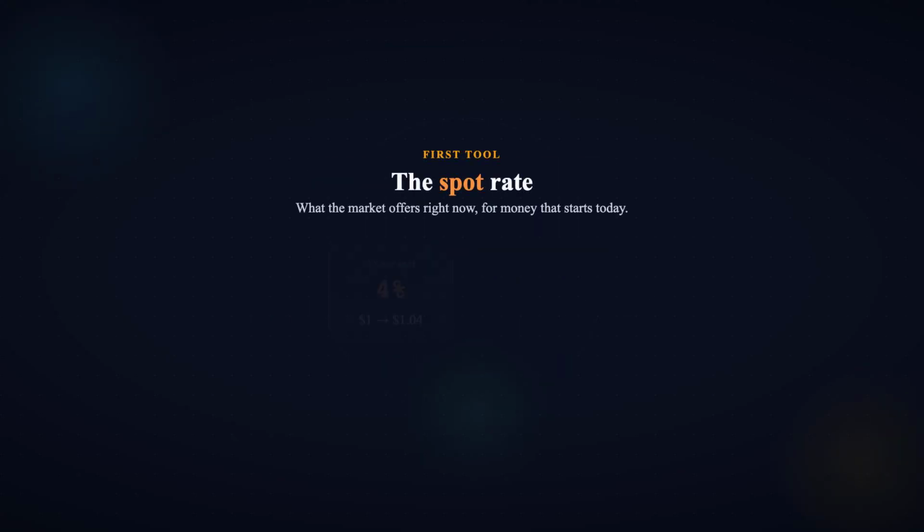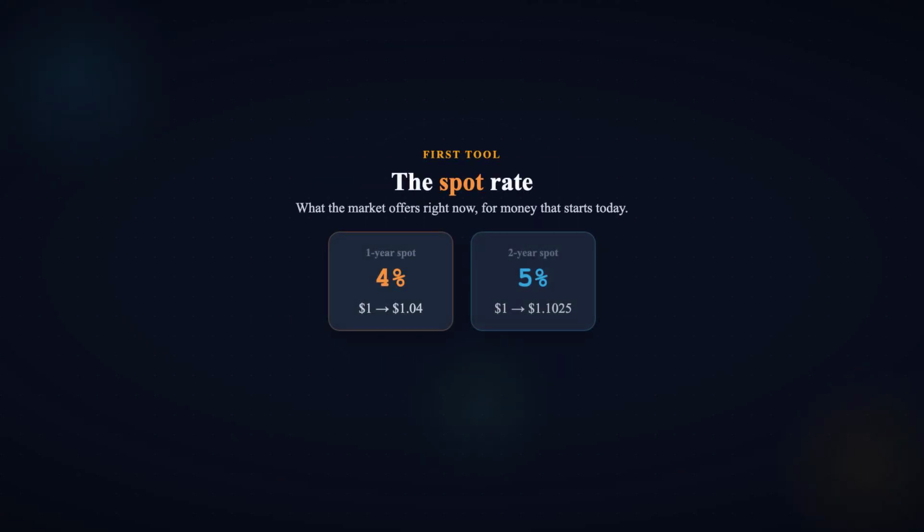First tool, the spot rate. A spot rate answers one clean question. What annual return does the market offer right now for money that starts today and arrives at a specific future date? The word spot means now. You commit your money at this instant, not next week, not next year.